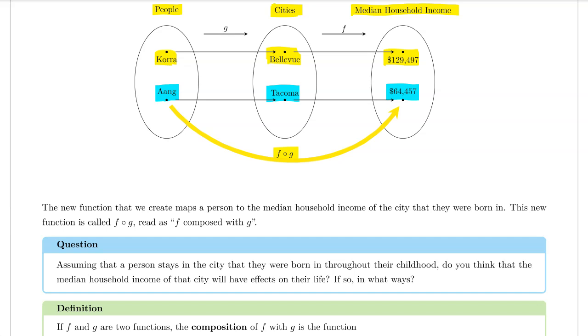A question: assuming that a person stays in the city that they were born in throughout their childhood, do you think that the median household income of that city will have effects on their life? If so, in what ways? Leave your answers in the comments if you have some ideas or thoughts about this question.